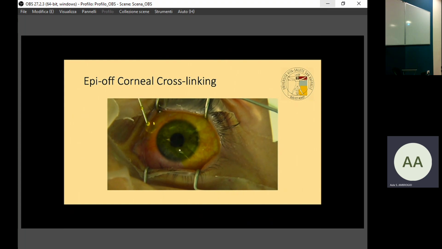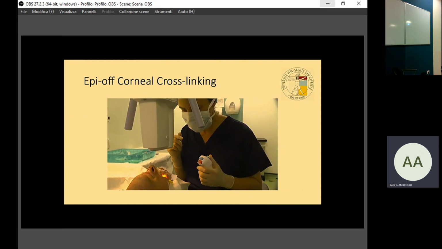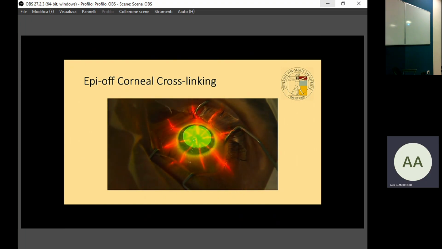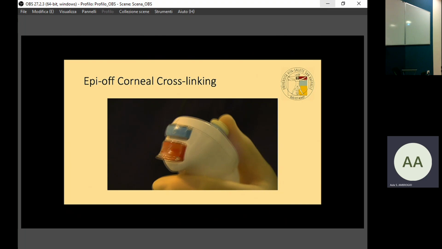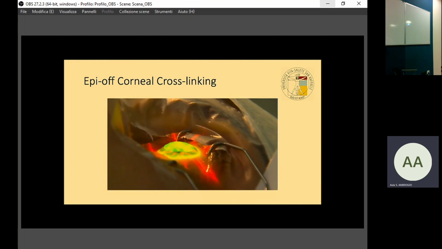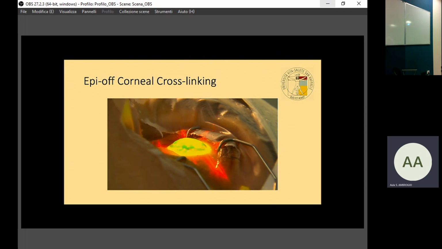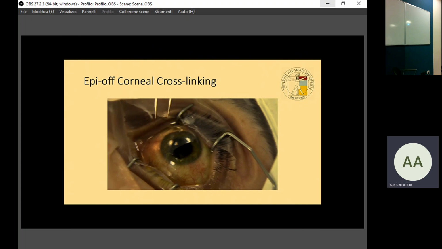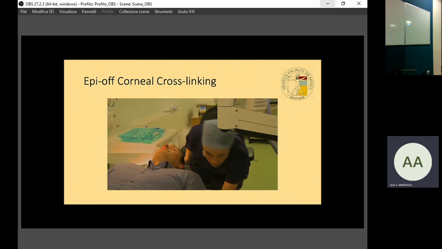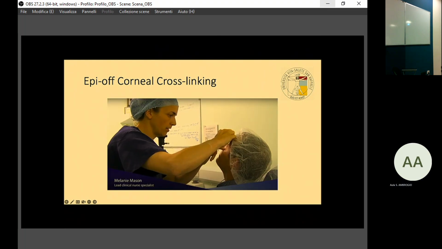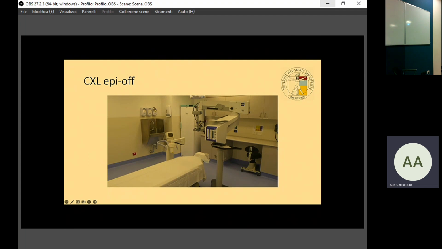After the epithelium is removed, we also have positioning of the riboflavin, and it is coupled with the use of UVA lights. So we have the cross-linking of riboflavin plus UV lights, which is leading to the blockage of the progression. After the procedure, we have the positioning of a lens, which is kept for a couple of days in order to protect the eye.